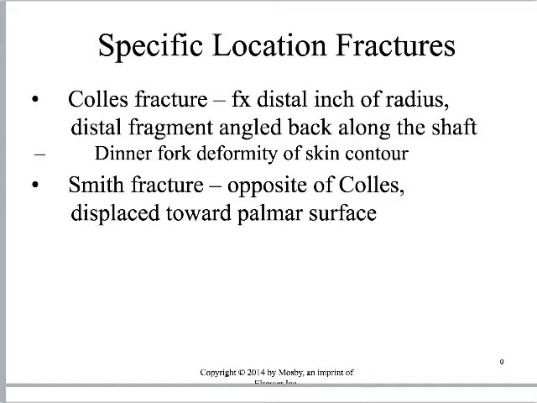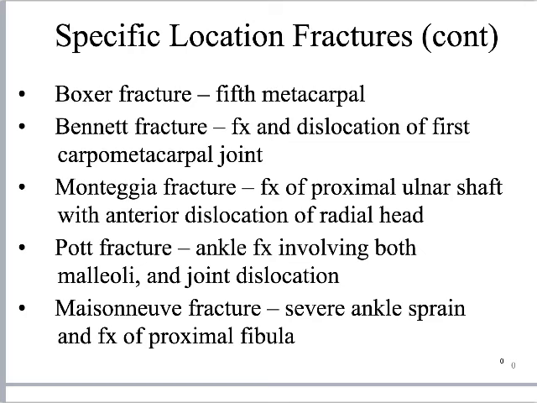A Smith fracture is the opposite of a Colles fracture. It's displaced towards the palmar surface, right? So we would not see the dinner fork on the back of the hand. We would see it on the front. There would be something displaced into the front. A boxer fracture is the metacarpal, and we have examples of that.